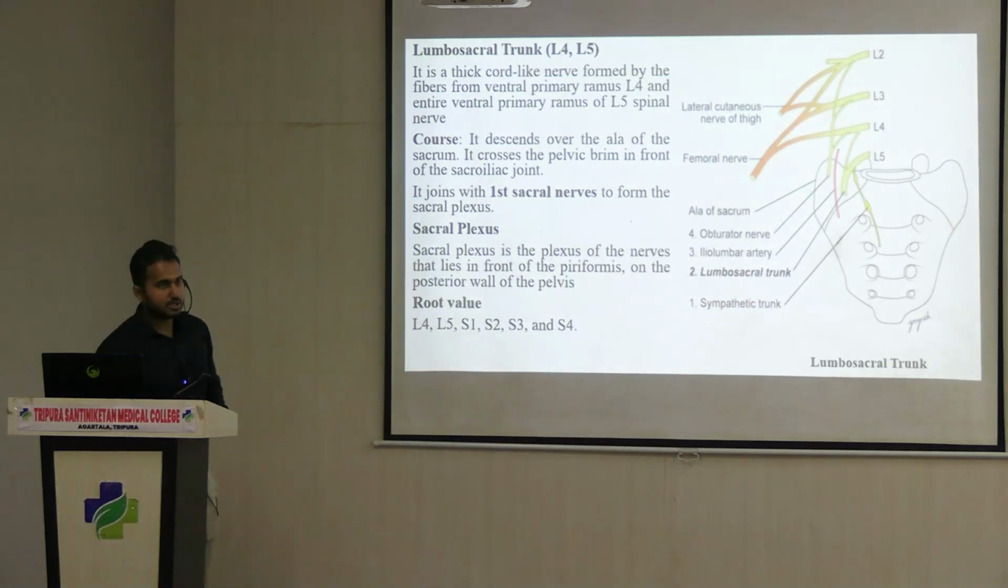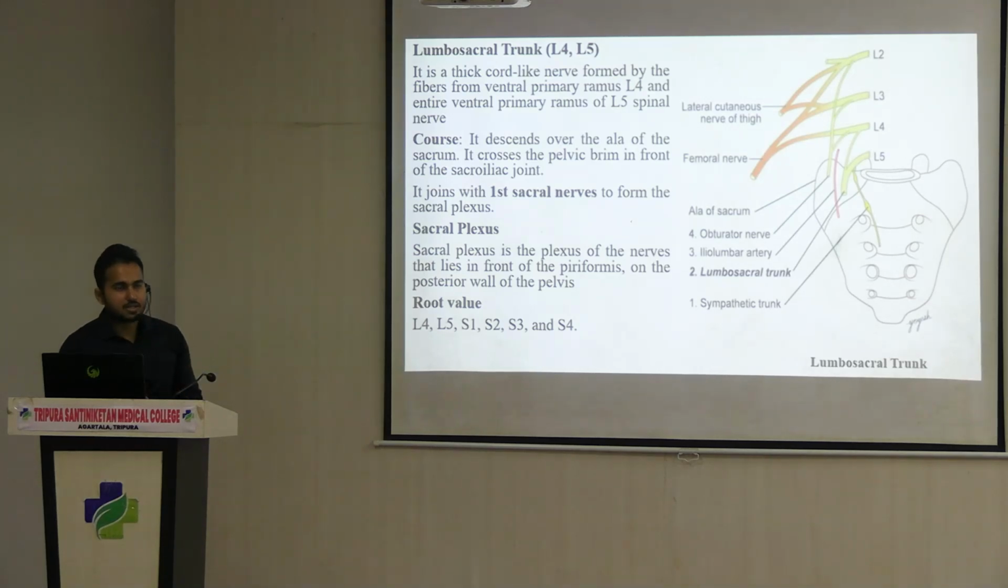Now, after that, it crosses the pelvic rim in front of the sacroiliac joint, and then it will join the first sacral nerve. Okay. Once it is joining the first sacral nerve, it will contribute in the formation of the sacral plexus. Okay. So that is the fate of the lumbosacral trunk.